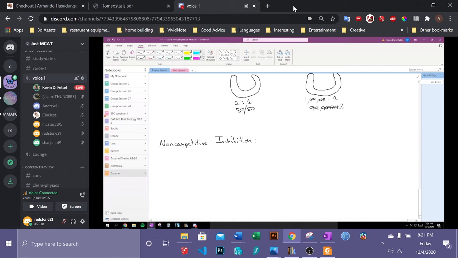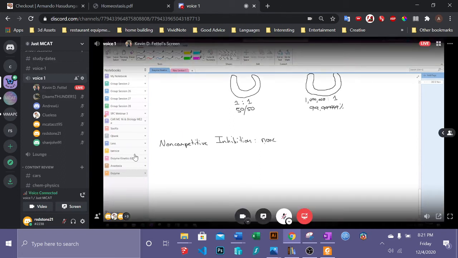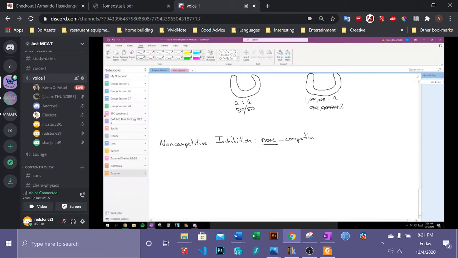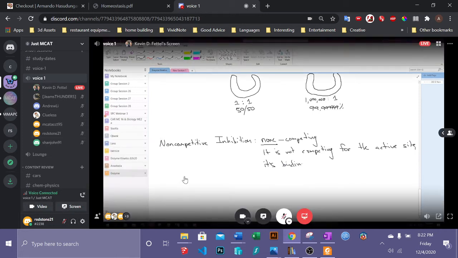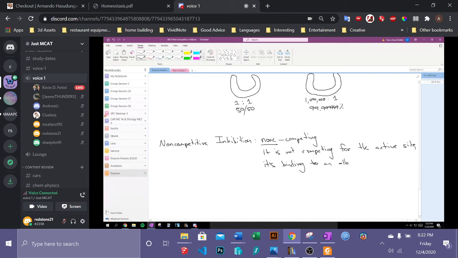Something simple. Non-competitive means that it's non-competing. And so if it's non-competing, that means what? The inhibitor is not competing for the active site. If it's not competing, well, what does that mean? It's not competing for the active site. So what is it binding to? Well, if it's not competing for the active site, it's binding to another site other than the active site. That's called an allosteric site. It's binding to an allosteric site.